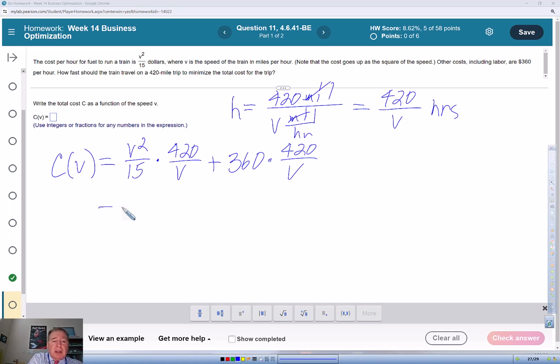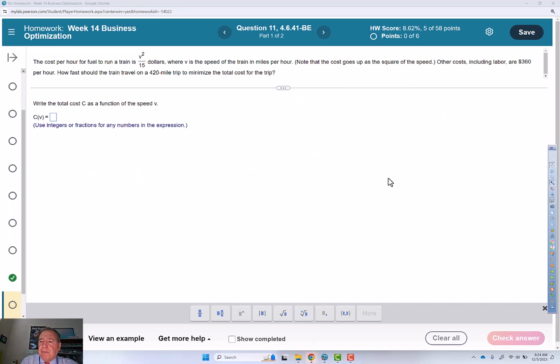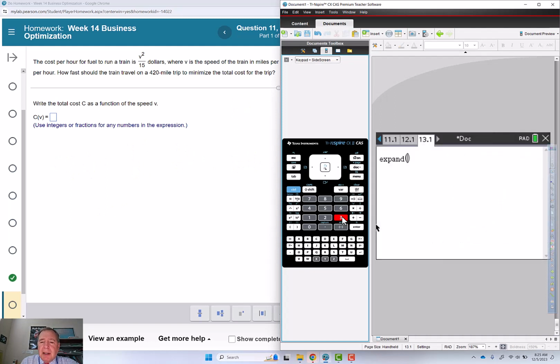Now, I'm going to just go ahead and put this whole expression in the calculator and have the calculator work it out. So menu 3, expand, and I'm going to do the V squared over 15 times a new fraction, 420 over V, and then that's going to be plus 360 times a new fraction, 420 over V. So there's my expression for cost as a function of velocity.